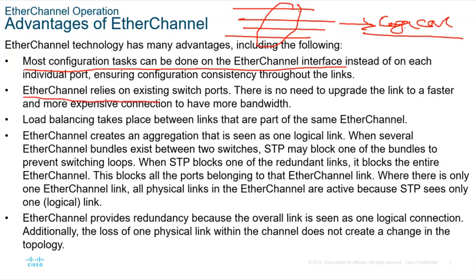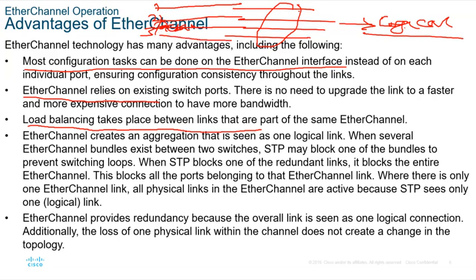Etherchannel relies on existing switch ports. So if your switch has Fast Ethernet, you're going to deal with Fast Ethernet. You're not going to force it to have Gigabit Ethernet. Load balancing takes place between the links that are part of the same Etherchannel. Once you group all of these, whatever packets are being sent, for example packet 1, 2, 3, packet 1 can go through this link, packet 2 through this, packet 3 through this, then packet 4 maybe through this one.